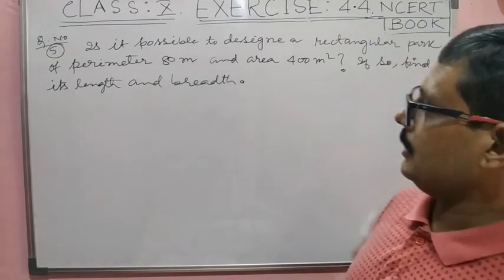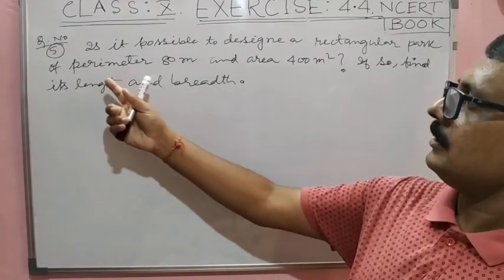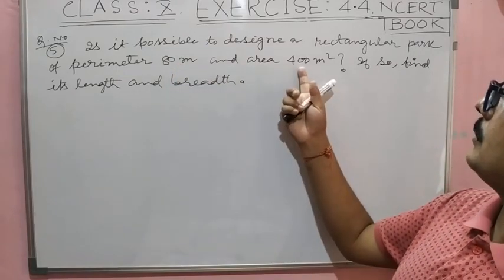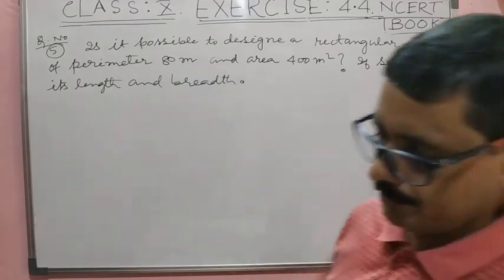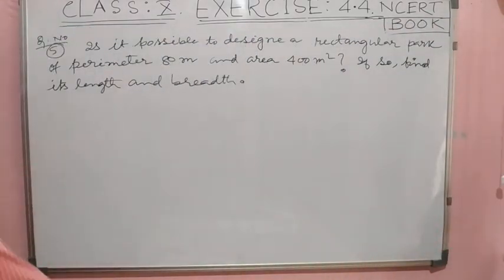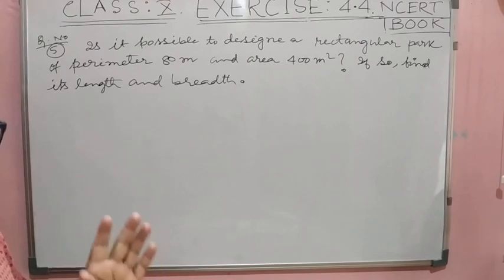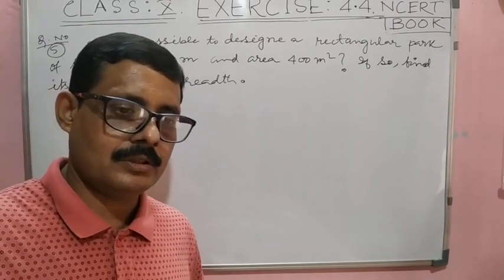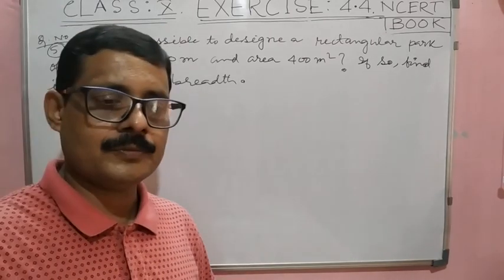Here given, is it possible to design a rectangular park if perimeter is 80 meter and area is 400 meter square? If so, find its length and breadth. So this is the question. We have to find out whether it is possible to design a rectangular park whose perimeter is 80 meter and area 400 meter square. अगर पॉसिबल है तो हमें उसका लेंथ और ब्रेथ भी निकालना है. So let us see.